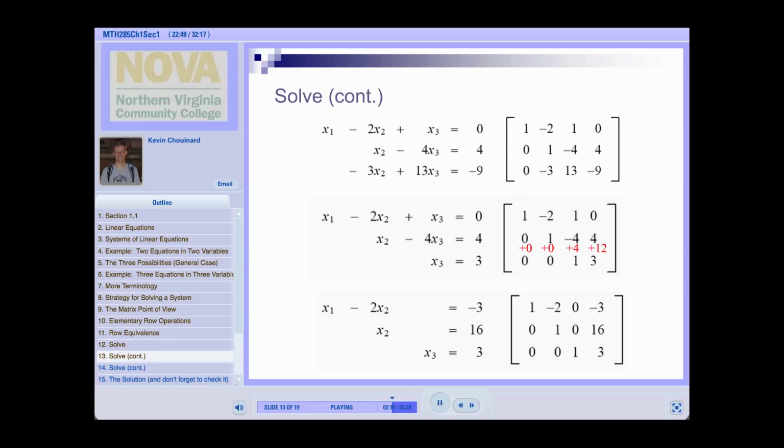I mean, you've solved that third equation for x3. You've solved the second equation for x2. x2 is 16, x3 is 3. All we need now is a solution for x1. And to get that, what we'll do is we'll take an appropriate multiple of the second row and add it to the first row. And we're going to do that on our next slide.